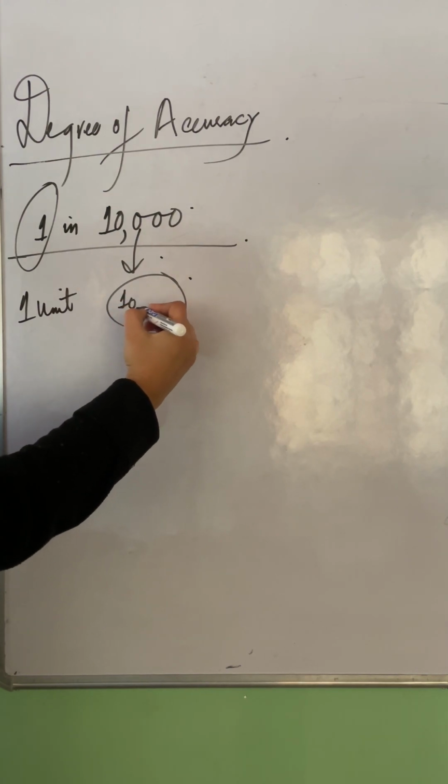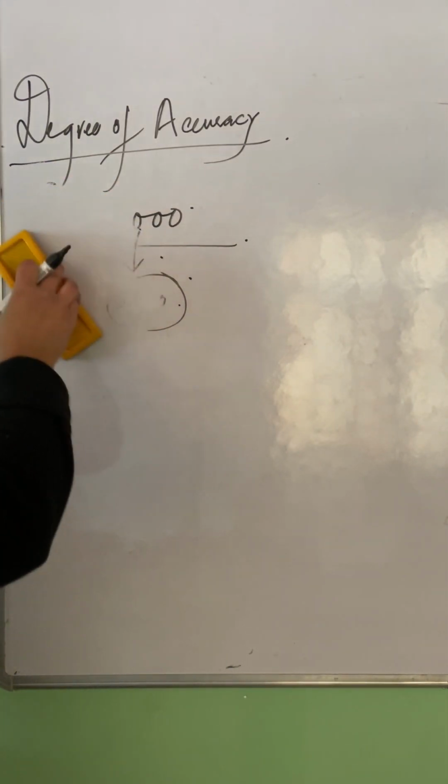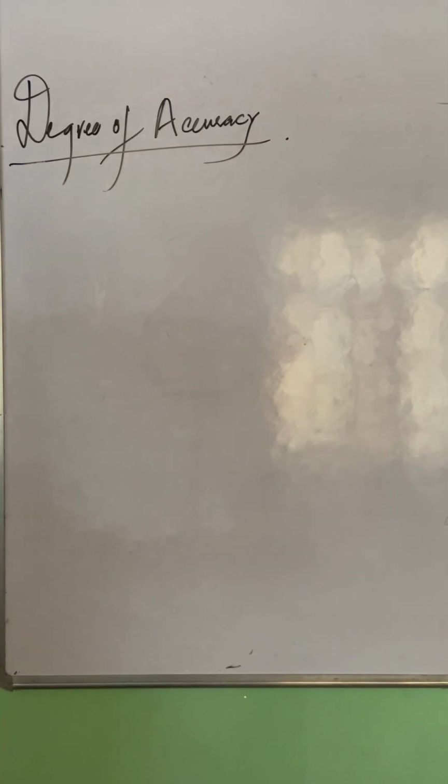So the degree of accuracy indicates the accuracy as attained in our measurements, and it's usually expressed as a ratio between error and the measured value of a quantity. So if it's written that degree of accuracy is 1 in 10,000, let's suppose that means there is an error of 1 unit in every 10,000 measured units. And let's see how we take this degree of accuracy in linear measurements.